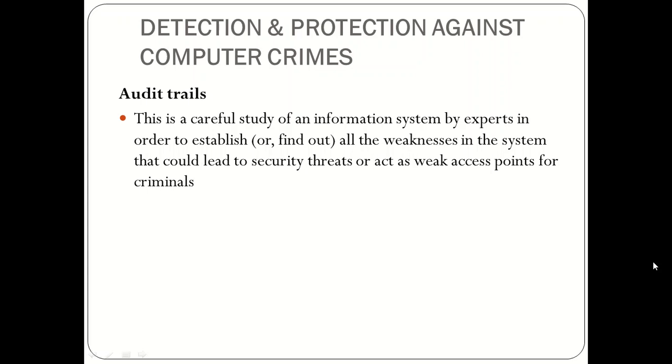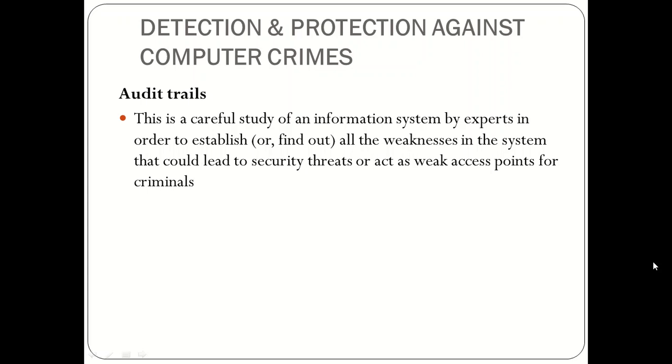So when you talk about an audit trail, basically this is a careful study of the information system by experts in order to establish all the weaknesses in the system that could lead to security threats or act as a weak access point for criminals. So you are going to do a detailed study of the information system, basically to identify the weaknesses in that system. Then you can know that these are some of the security threats that might take place in my system, and then you can deal with them squarely.